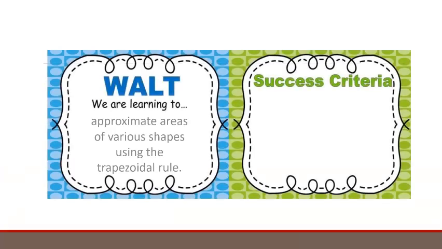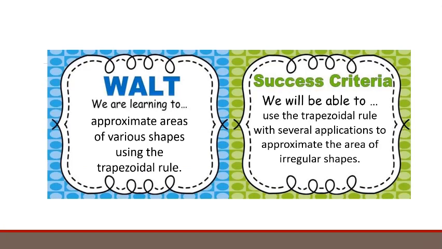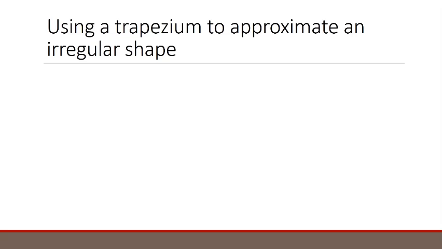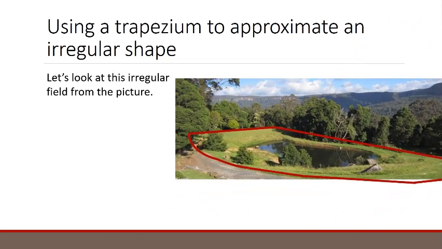What we're learning to do is to approximate areas of various shapes using the trapezoidal rule. We'll be able to use the trapezoidal rule with several applications to approximate the area of irregular shapes. So using a trapezium, we can actually use that to approximate an irregular shape. Let's look at this irregular field from the picture on the first slide.